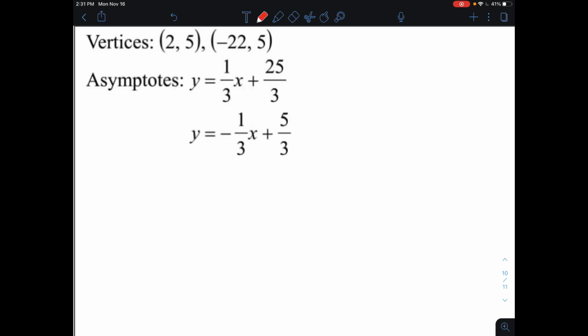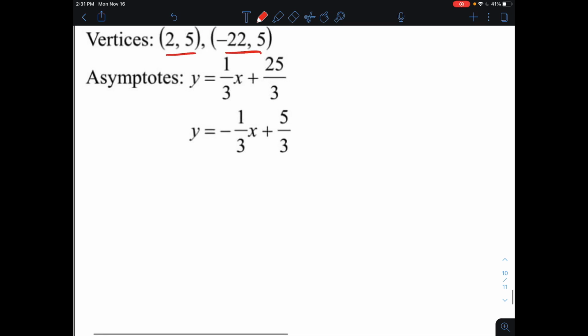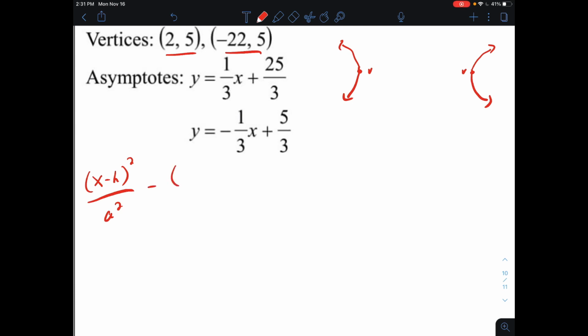All right, another example. Write the equation of a hyperbola that has vertices at (2, 5) and (-22, 5), and the given asymptotes. Well, let's try to figure out our orientation. You figure out your orientation based on where your vertices are. Our vertices have the same y value, so our vertices are going to be left and right of each other, which means that we're going to open sideways. Now, if our orientation is horizontal, what that tells us is that the equation of this hyperbola is going to be x minus h squared over a squared minus y minus k squared over b squared is equal to 1.